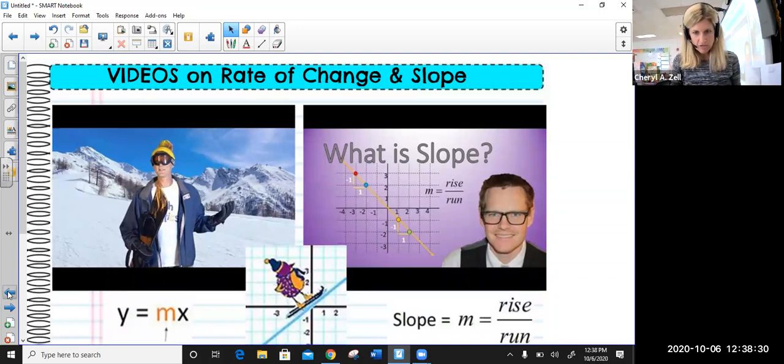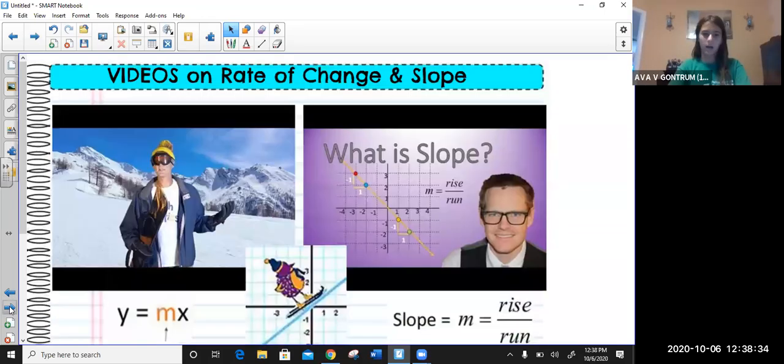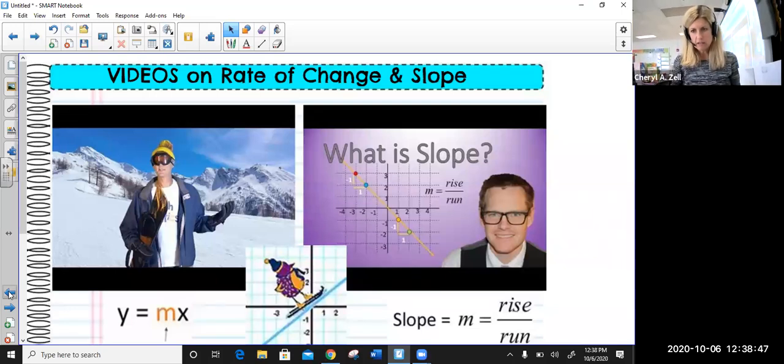Any questions so far? Ms. Zell, if it's not a constant function, does that mean it's not going to be a linear function? Correct. All right, so let's go ahead and look at the y equals mx.